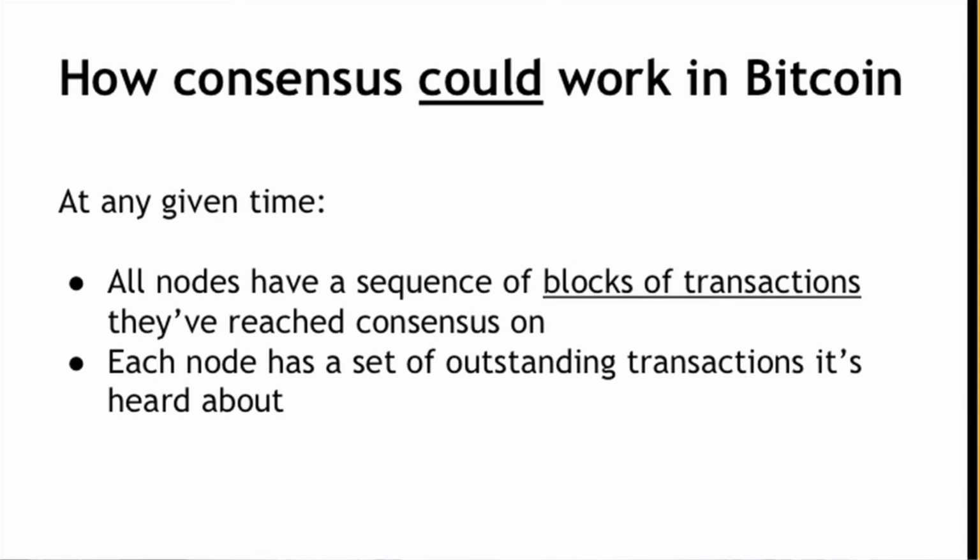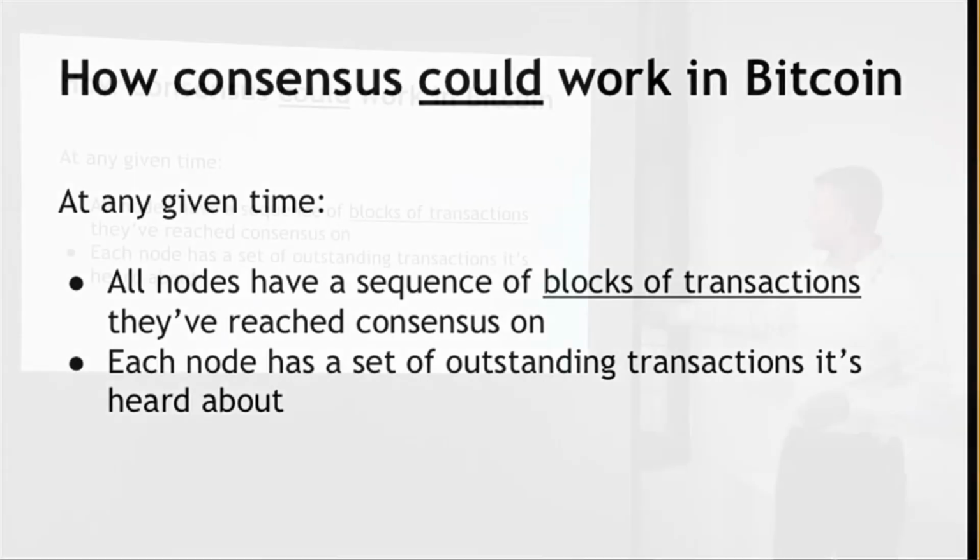We could do consensus on transactions one by one. That would be okay. It would just be inefficient. So instead, we do consensus on a block by block basis. So at any given point, all these nodes in the peer-to-peer network would have the sequence of blocks that they've agreed upon already. And each node would then have a set of outstanding transactions that it has heard about.